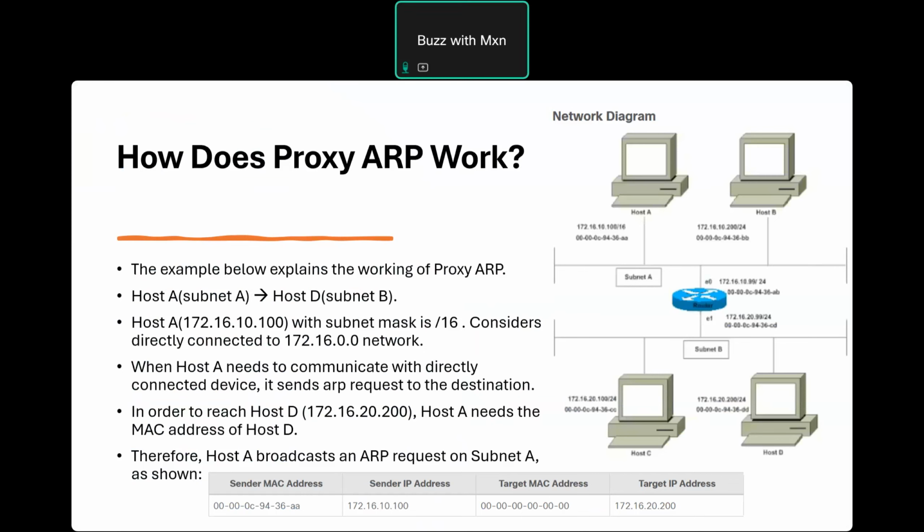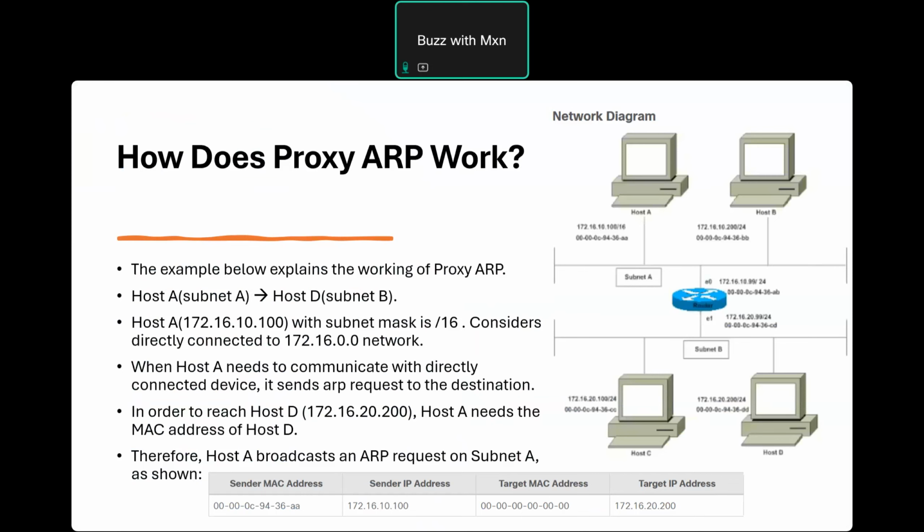Similarly, hosts C and D are present on a /24 subnet. That is, they are subnetted in a class C network. And look at it, they basically have a different network altogether: 172.16.20.100 and 172.16.20.100. And host B also is on a different network, that is 172.16.10.200. Also, just look at these MAC addresses and familiarize yourself with them.